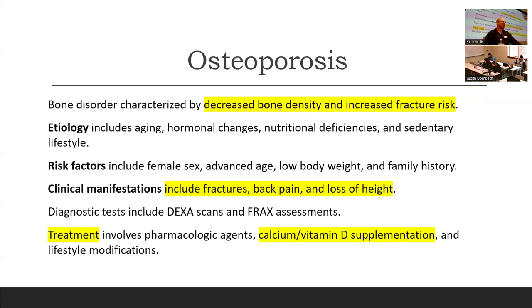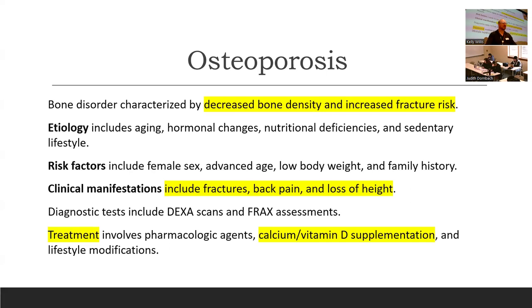Osteoporosis. This is characterized by decreased bone density and increased fracture risk. So know that about osteoporosis. Etiology: aging is a big one. Hormonal changes, nutritional deficits, and being sedentary, not really being active.